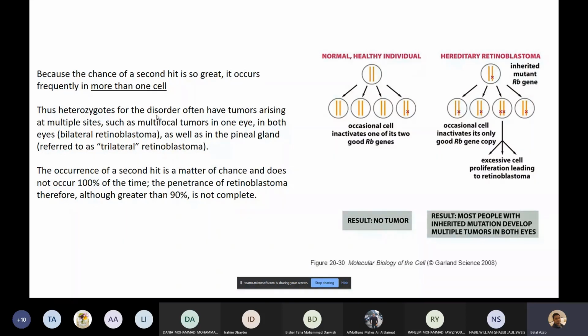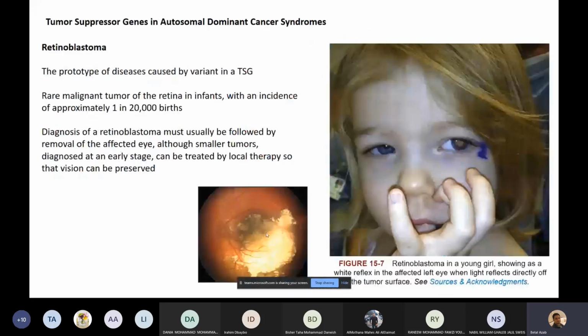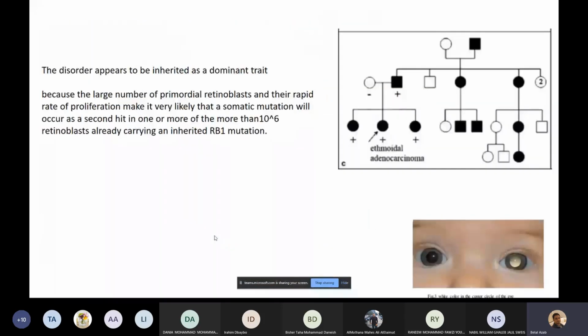In heterozygotes for the disorder, they often have tumors arising at multiple sites. This cell gives rise to a tumor, another cell gets two hits and gives rise to another site in one eye, such as multifocal tumors in one eye. Meaning the same eye shows more than one tumor in the same retinal region. Here in this image of the fundus, this is one focus. There could be multifocal tumors here and here as well, because they originated from cells that received second hits in the same eye.